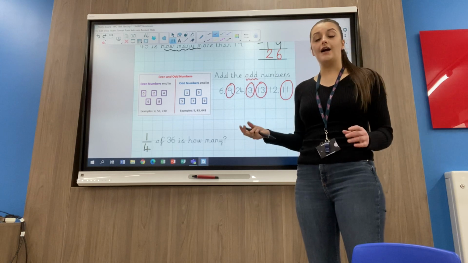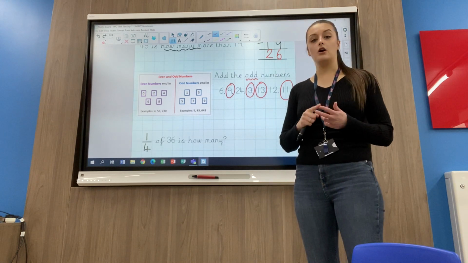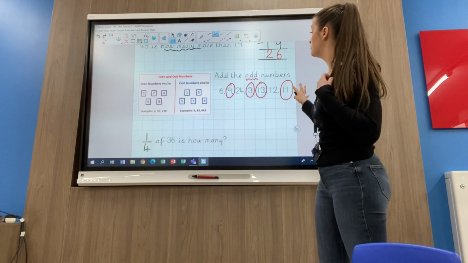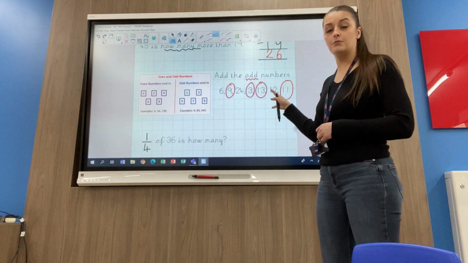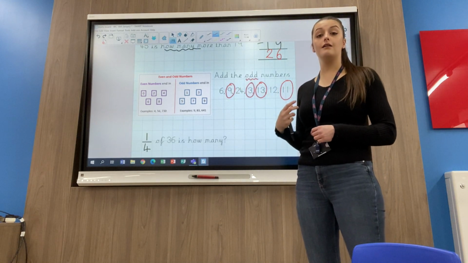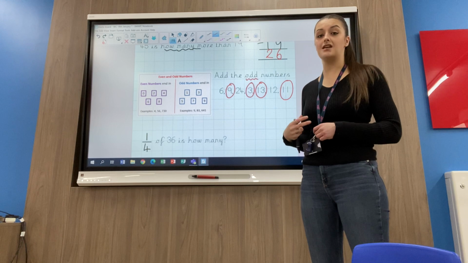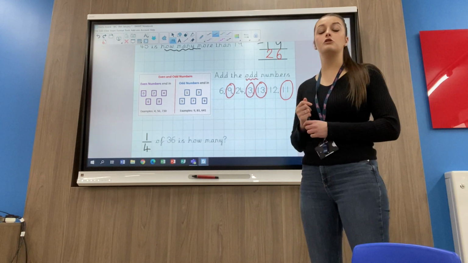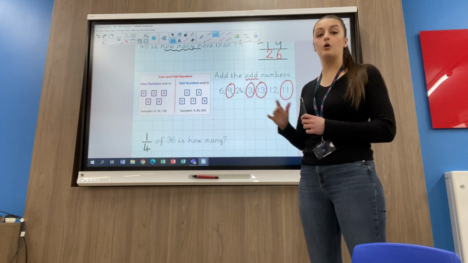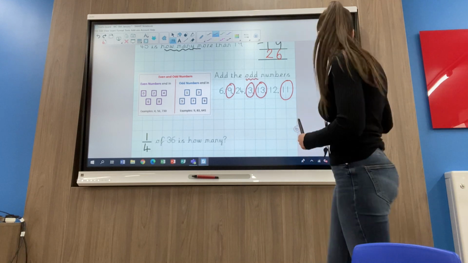So once you've found your odd numbers, you need to add them all together. So you can write your calculation out, you can count on as you go, or you can put all the odd numbers that you find into column method, column addition this time, in your book, and use your book to show your working out, okay?